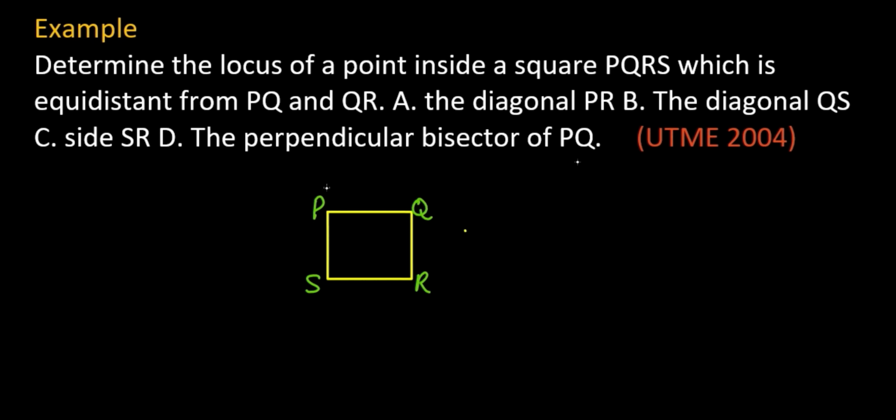So in this case, we should know that at Q we are going to divide the angle. And so you have just a straight line that will cut the angle from Q to S, and that is the diagonal QS. So we'll say that the diagonal QS is the answer, and that is option B.